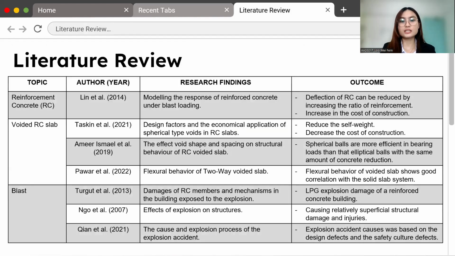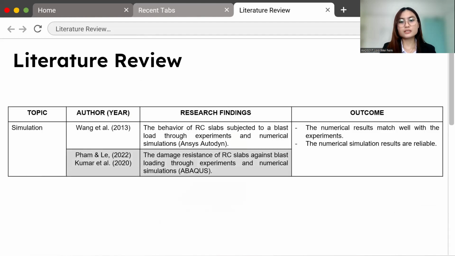These are the researches studied by previous researchers, and several researchers have proved that the numerical results match well with the experimental. Thus, the numerical results are reliable, so I choose to conduct simulations to investigate the sphere-voided RC slab subjected to blast load.